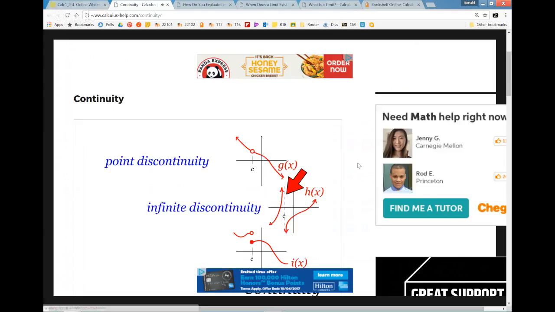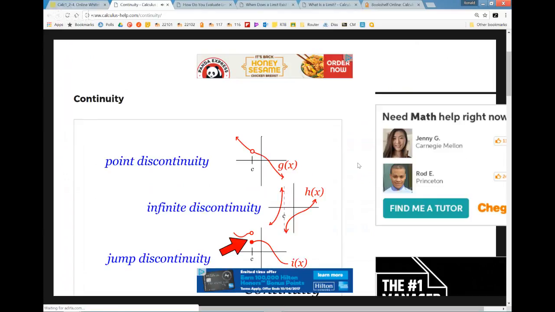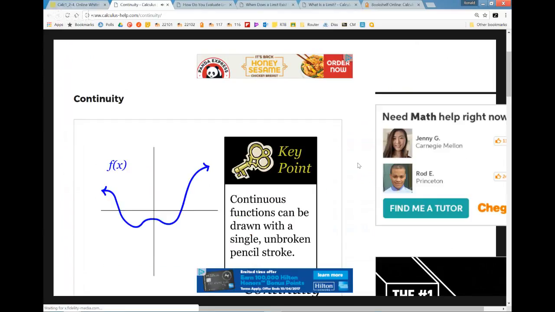Now this is called infinite discontinuity. And finally here on graph I, you've got a graph that just plain snaps in the middle. And that's called jump discontinuity. Now how can you judge just by looking at the graph of a function if it's continuous or not?